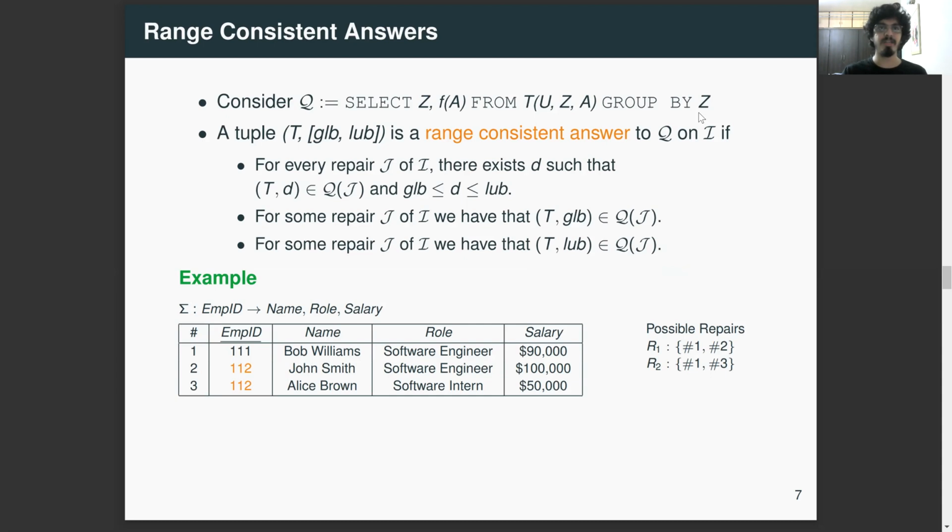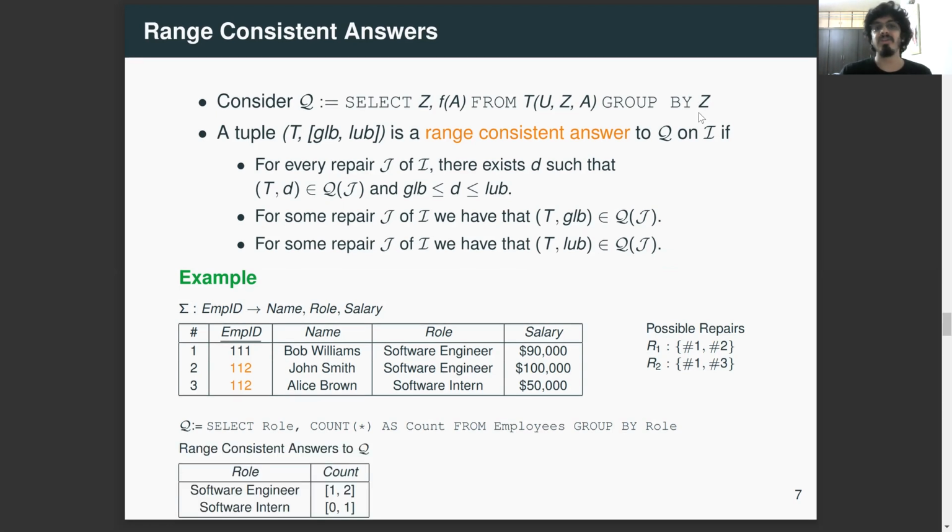Let's quickly go back to our example. You have an employees table with tuples 2 and 3 violating the key constraint. On the right hand side, you see that there are two repairs that you can do on this instance. The first one is a repair by deleting the third tuple, so you just keep tuples 1 and 2. And the second repair, R2, is when you delete tuple 2 and decide to keep tuples 1 and 3. Now consider an aggregation query where you want to select a role and the number of people having that role: select role, count star from employees group by role, right?